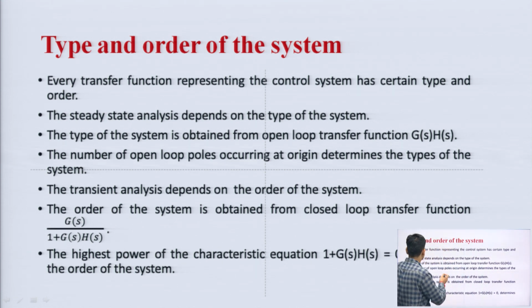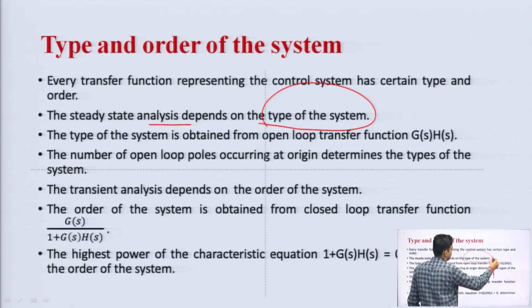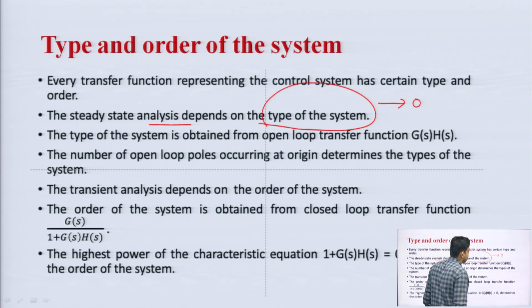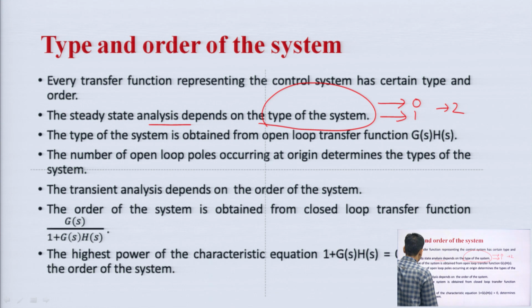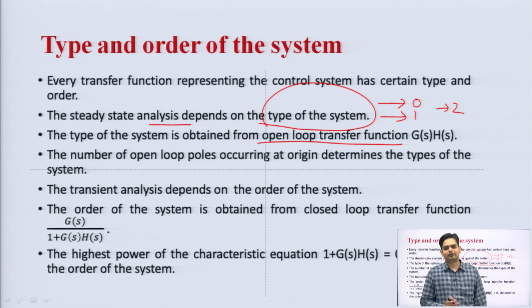Here the steady state analysis depends on the type of the system. Whether we go for type 0, the steady state analysis would be different. Whenever we go for type 1 and type 2, the steady state analysis would vary. The type of system is obtained from the open loop transfer function, G(s)H(s). So, whenever you need to calculate the type of the system, you have to observe the expression of the open loop transfer function. From there you can get the value of the type of the system.